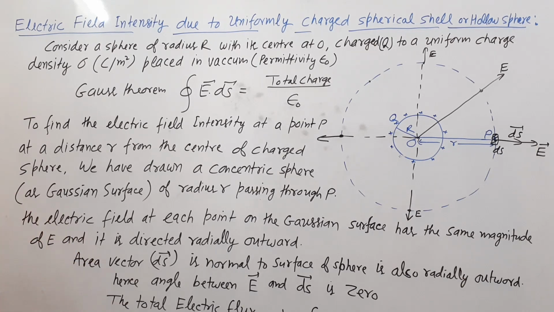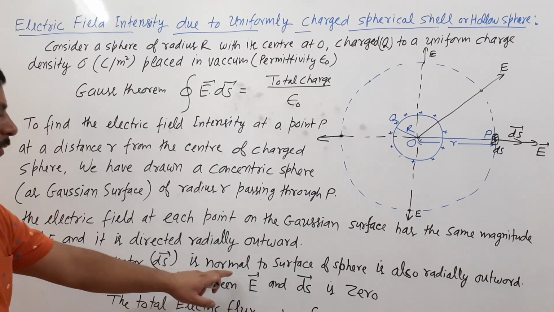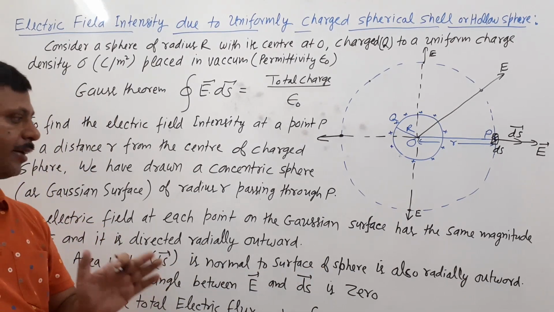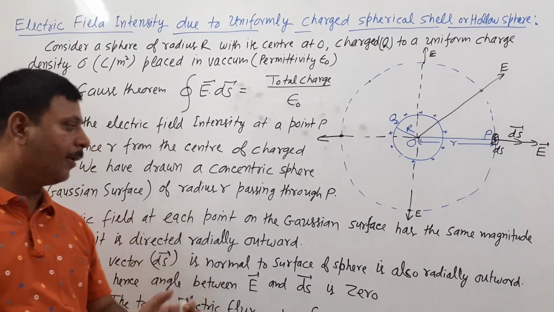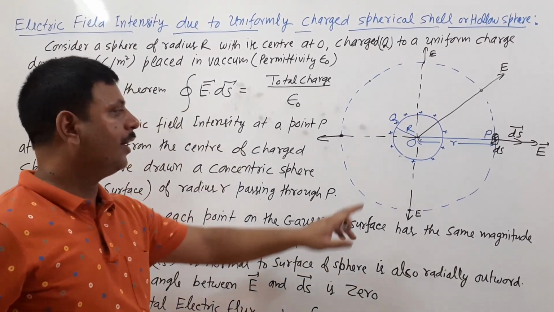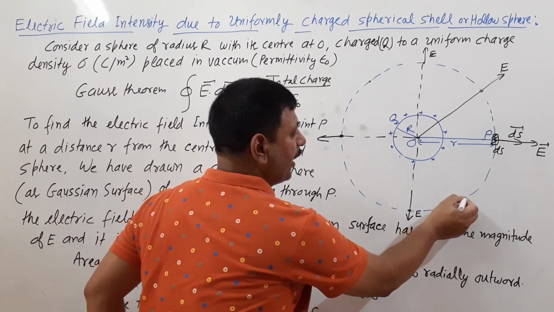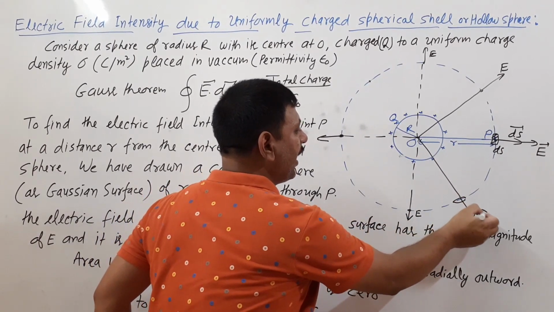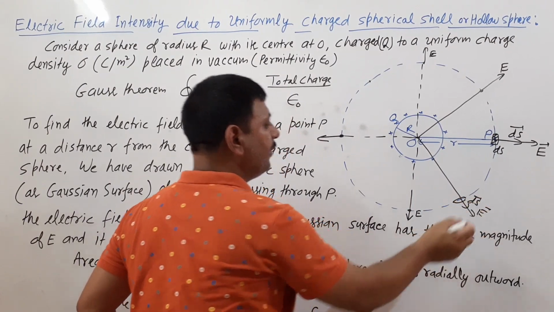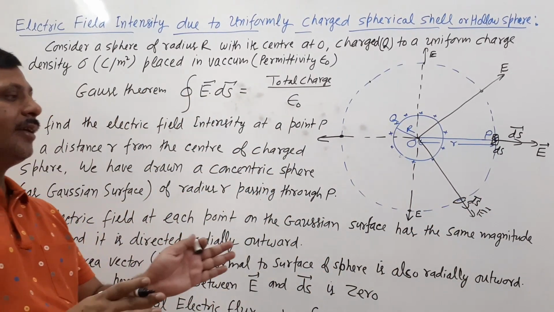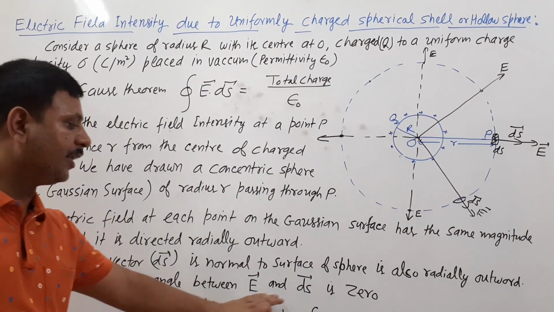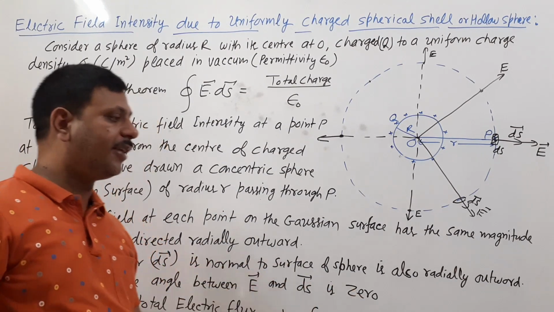And the area vector ds is normal to the surface, as I have shown you by taking a spherical ball, and it is also radially outward. At any point you take, E and ds are parallel to each other, both radially outward. That's why the angle between E and ds is 0.